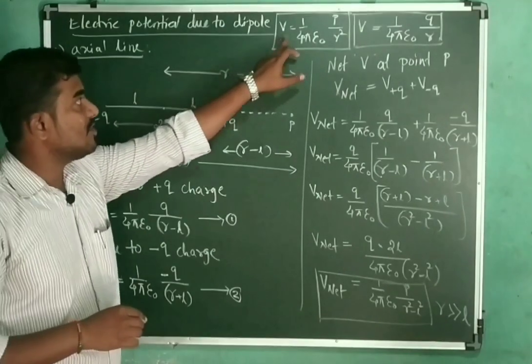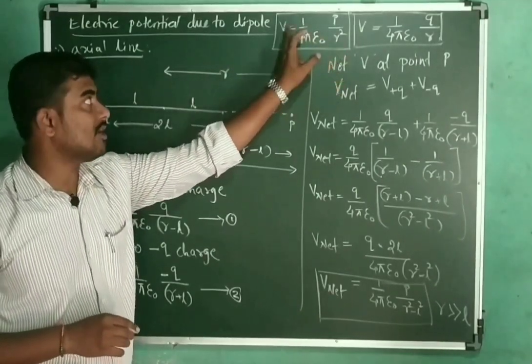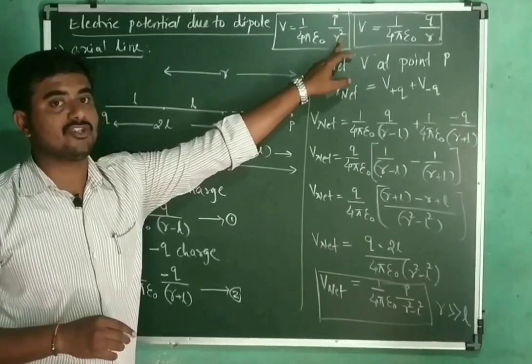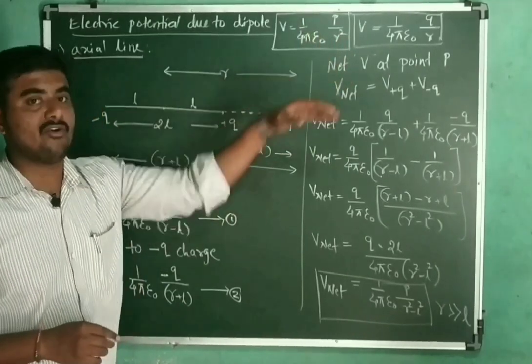Here also electric potential is decreasing, because electric potential is inversely proportional to square of distance, therefore electric potential goes on decreasing on an axial line of dipole.